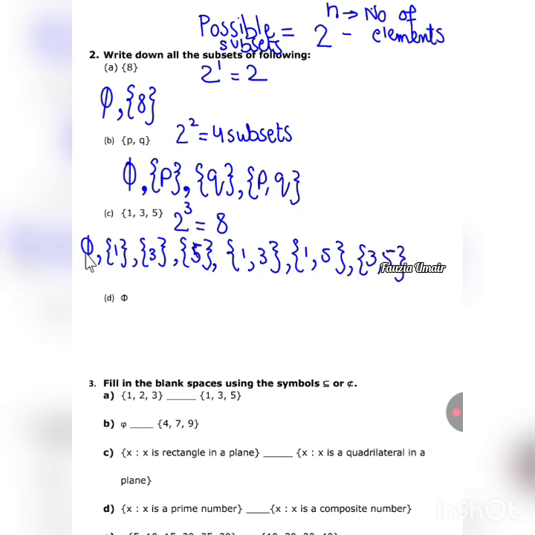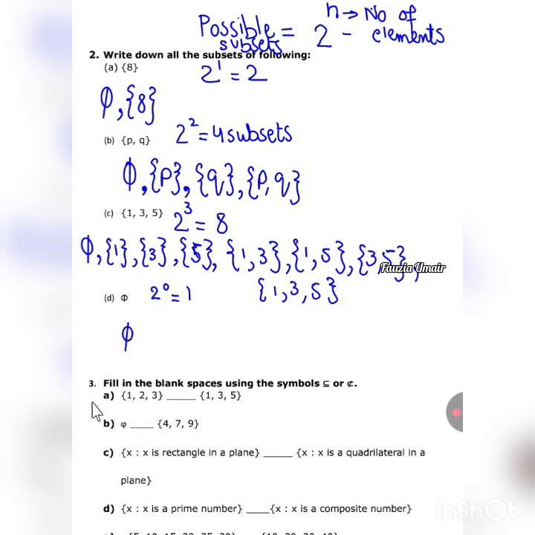So right now, how many sets have we written? 1, 2, 3, 4, 5, 6, 7. So the 8th set is the set itself, which we can write down as {1, 3, 5}. Lastly, they have written the empty set. The empty set has no elements, so it would be 2 raised to power 0, and we know from indices that this is equal to 1. So the only subset would be the empty set itself.